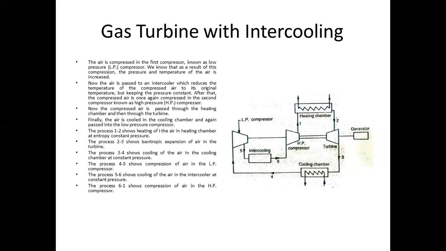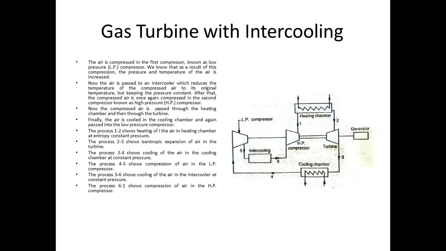In this arrangement, first of all, the air is compressed in the first compressor known as low pressure compressor. We know that as a result of this compression, the pressure and temperature of the air is increased. Now the air is passed to an intercooler which reduces the temperature of the compressed air to its original temperature but keeping the pressure constant.